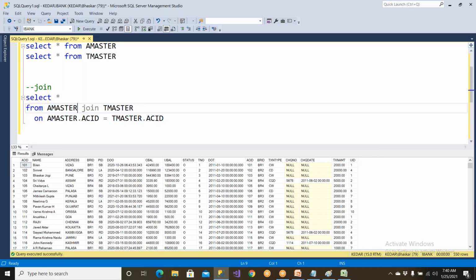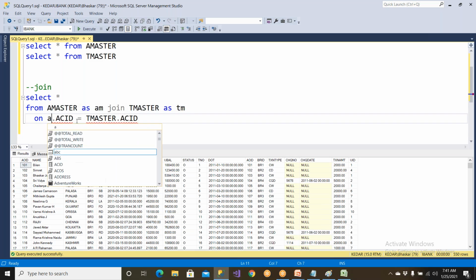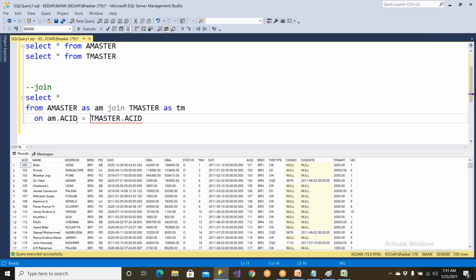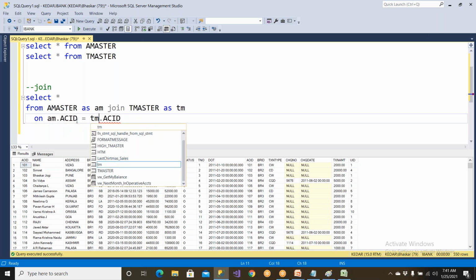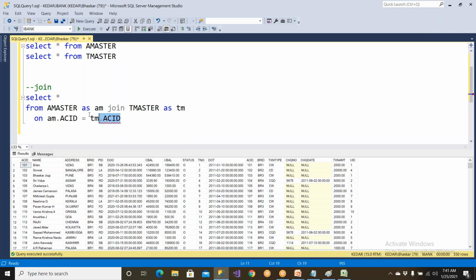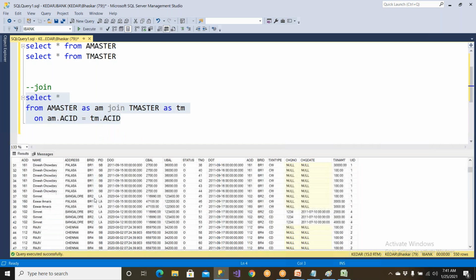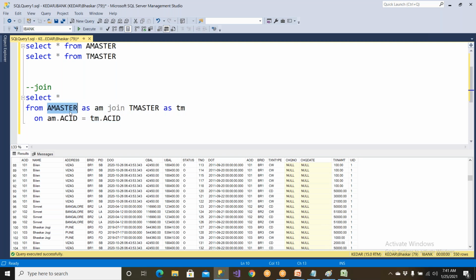They also said we can use aliases, as AM and as TM, transaction master. Instead of writing bigger table names, you can say AM and TM. You will not see any difference in the query's output. So account master as AM, join account transaction master as TM. The AS is not compulsory.